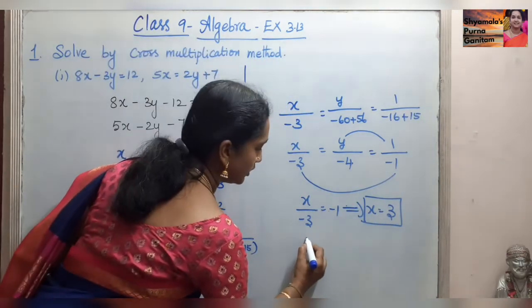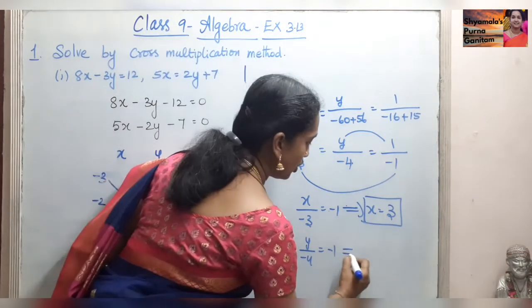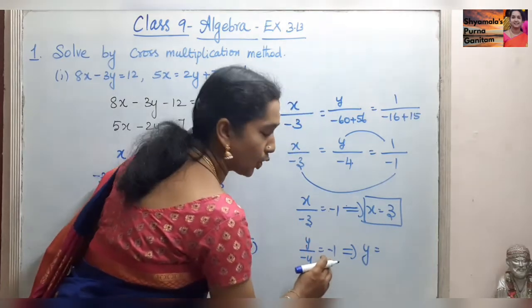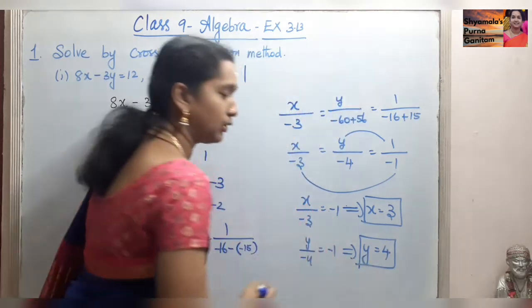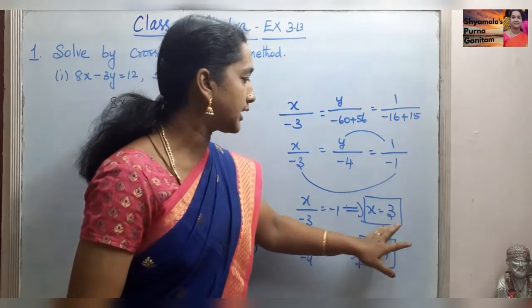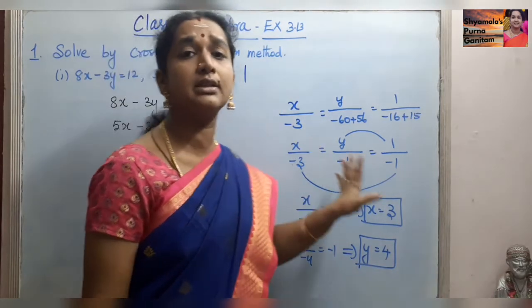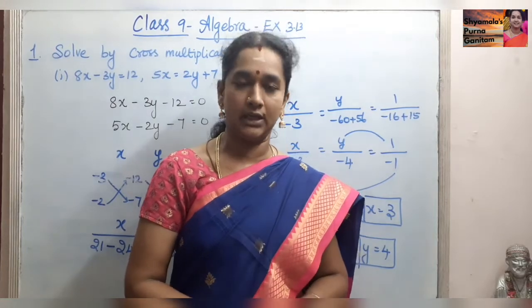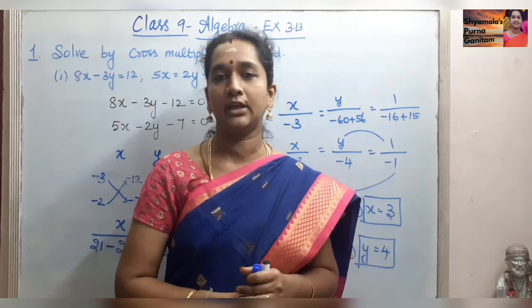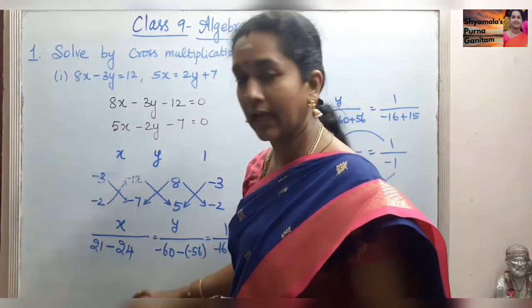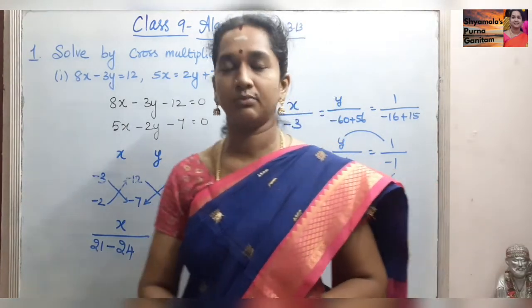Then the y value. y by minus 4 is equal to minus 1. So the y value is 4 ones are 4, minus into minus is plus, so y is equal to 4. So the x value we got is 3 and the y value we got is 4. This is the method to solve the given linear equations using the cross multiplication method. Do all the steps carefully, because if you miss any one negative sign, you won't get the answer. Okay, thank you.